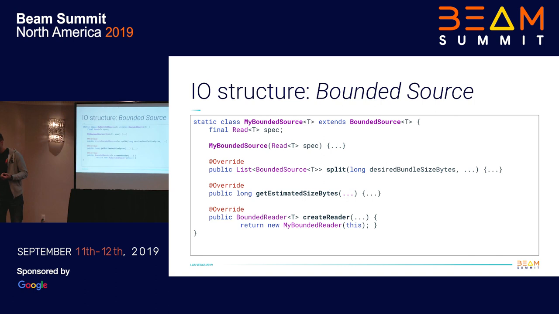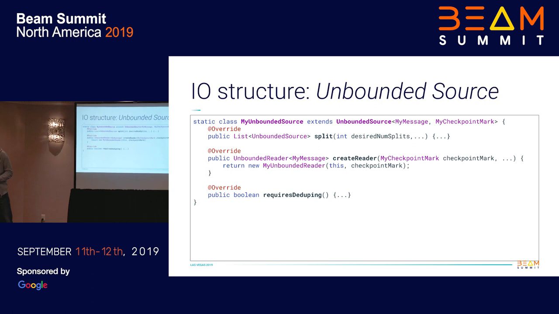Implementation of this can be done using three methods. So, for example, for bounded source, we extend our source from the BoundedSource class. And we normally need to implement the split method, which takes the desired bundle size in bytes, and then creates a list of bounded sources. Then getEstimatedSizeBytes, which returns the estimated size of your data. And then every source should be able to create its own reader, which will finally be responsible for actually reading data from the source.